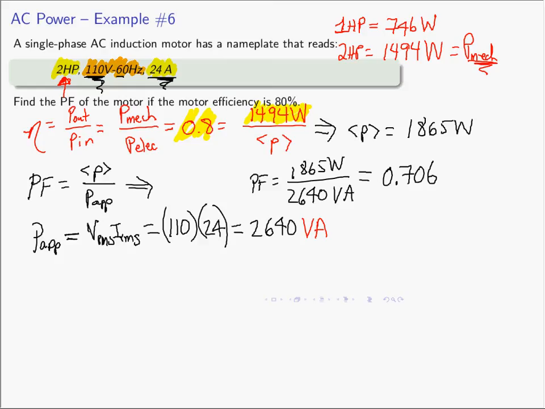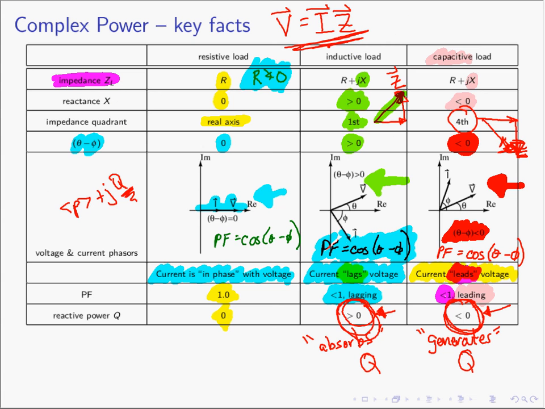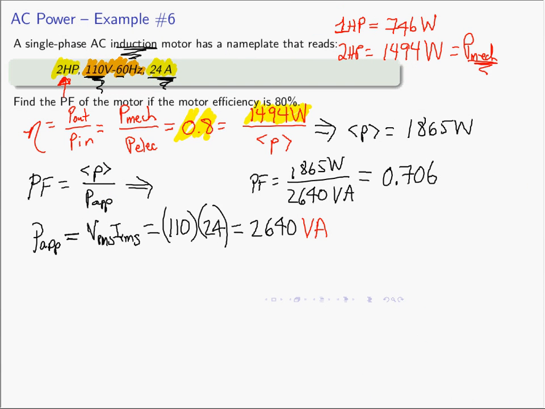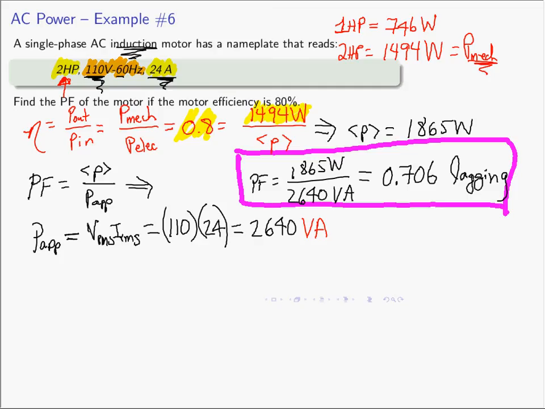0.706. Now, I know this is an induction motor, so it's an inductive load. If we go back to our chart on the previous page, an inductive load is a lagging power factor. So this is 0.706 lagging, to let everyone know that this is an inductive load. So the answer that we're looking for is the power factor is 0.706 lagging.